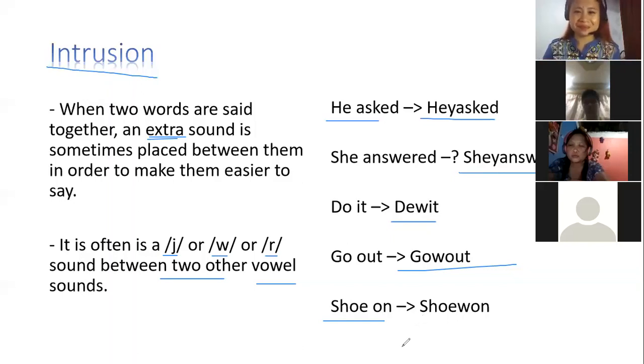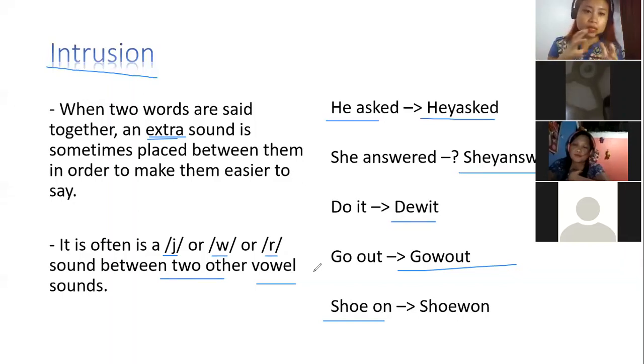Okay. So this is what we call intrusion. There is an intrusive sound. Another sound is making an intrusion to some word units or some sound units. Okay, intrusion.